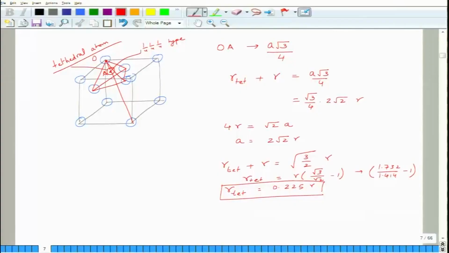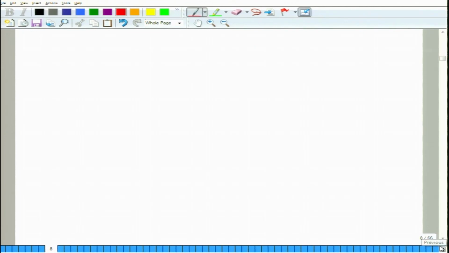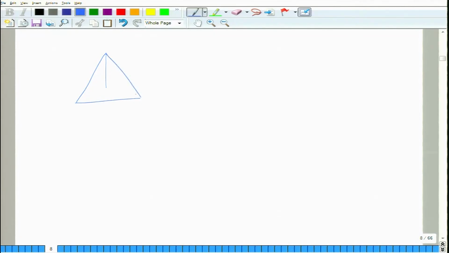Similarly, you can also do the tetrahedral void calculation just by drawing a tetrahedra. If you make a simple picture of the tetrahedra, the atom will fit somewhere here at the center of the tetrahedra, and these are all touching atoms. Just like you did the calculation for C by A, if you remember we worked out two distances, CV and CF, you just have to work out this distance from center to center.